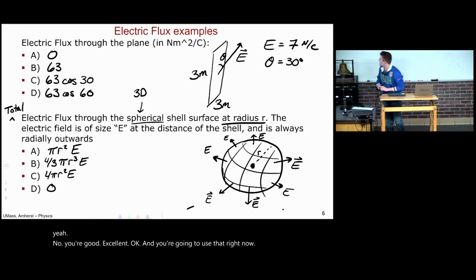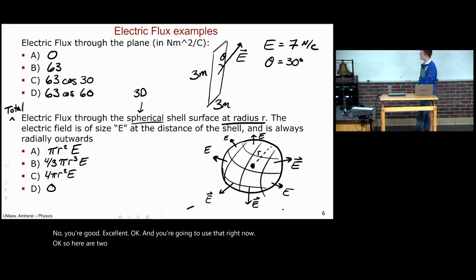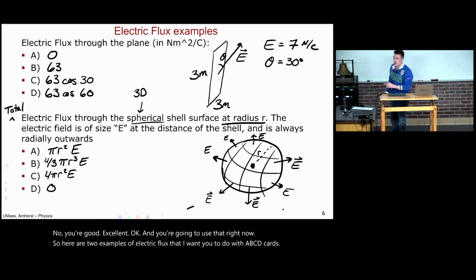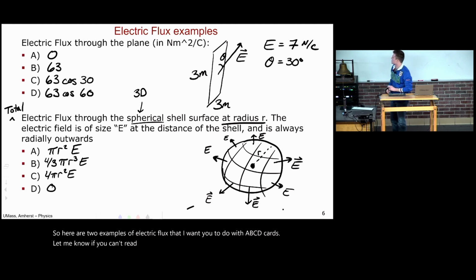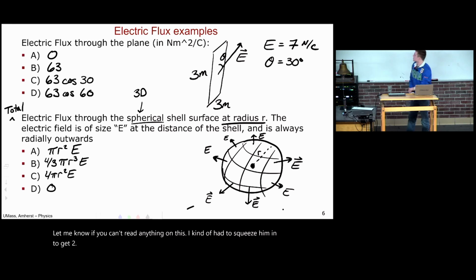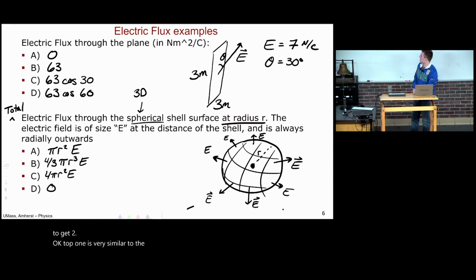Okay, so here are 2 examples of electric flux that I want you to do with ABCD cards. Let me know if you can't read anything on this. I kind of had to squeeze them in to get 2. Top one is very similar to the one we just did. I tell you the value of the angle off to the side. Second one is a tiny bit harder, but you should still be able to do it.